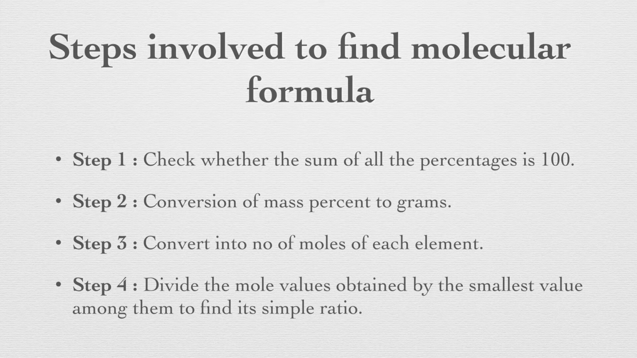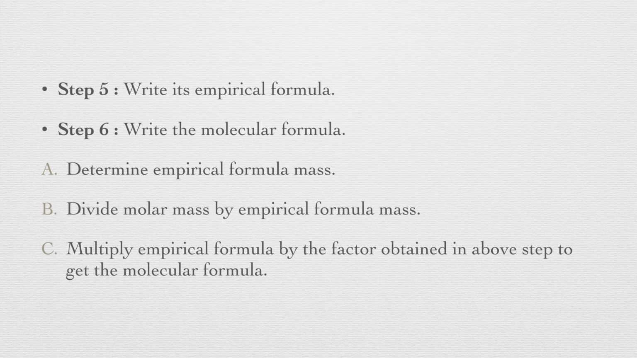Okay, so next step we are going to find out is the empirical formula. So now you know what is empirical formula. The simplest ratio of the constituent elements in a compound is said to be the empirical formula. So whatever the ratio which we got in the previous step will be the empirical formula of that compound. Once the empirical formula is known to you, it is very easy for us to find out the molecular formula. Okay, so the next step will be the molecular formula.